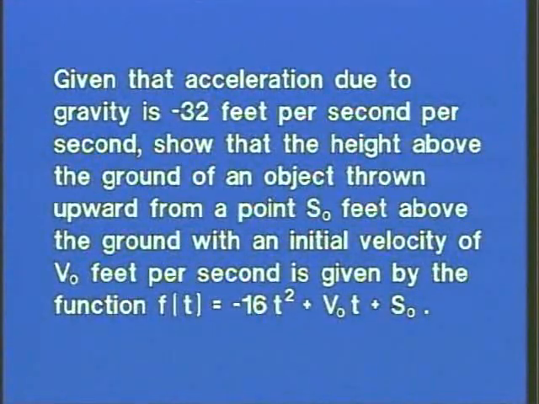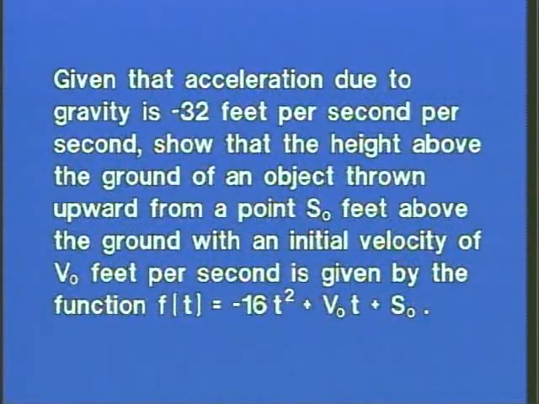Given that acceleration due to gravity is negative 32 feet per second, show that the height above the ground of an object thrown upward from a point s0 feet above the ground with an initial velocity of v0 feet per second is given by the function f of t is negative 16t squared plus v0 t plus s0.